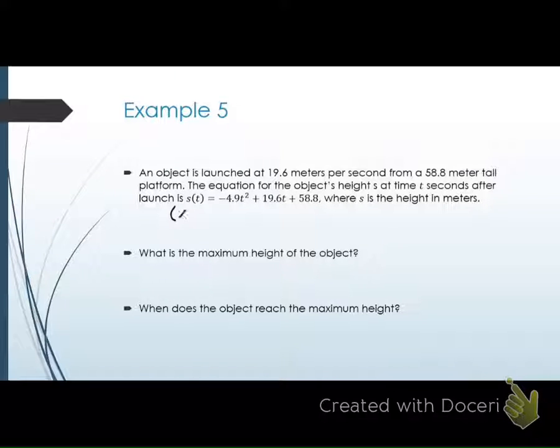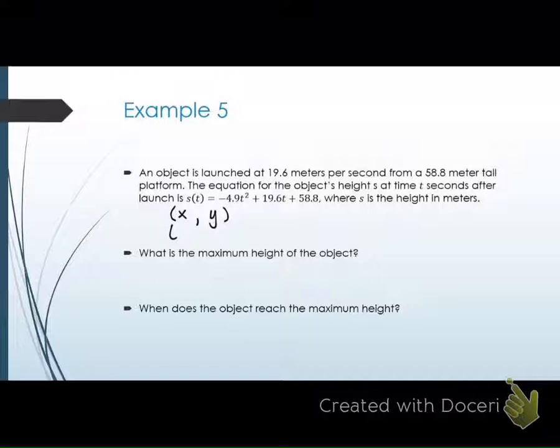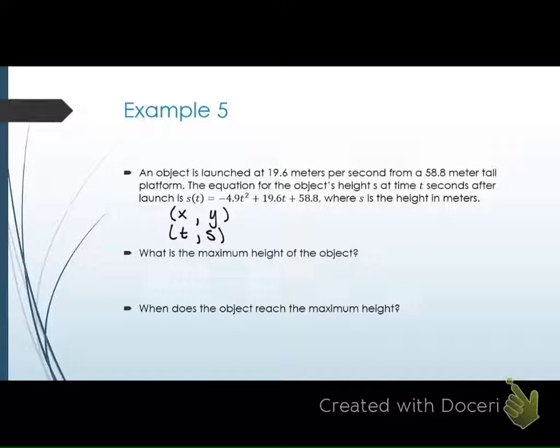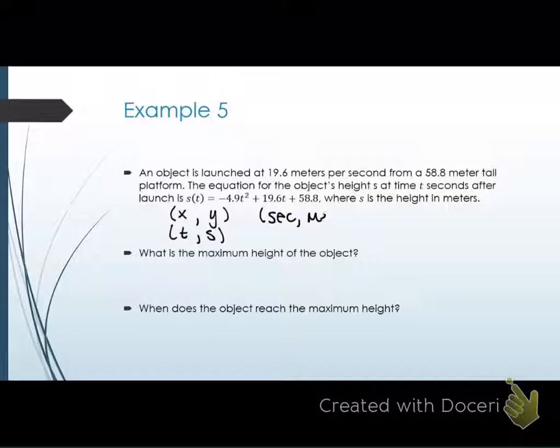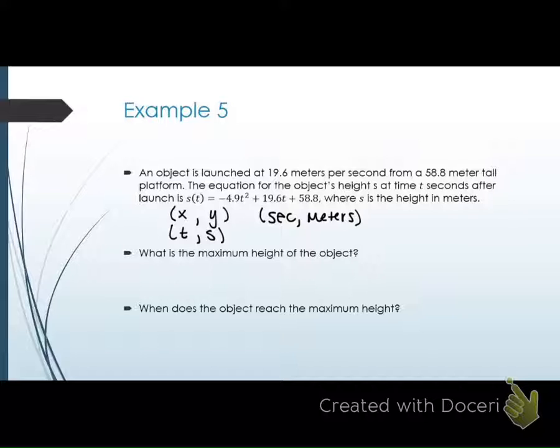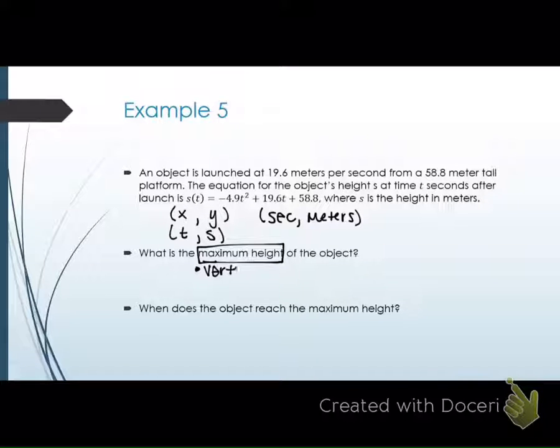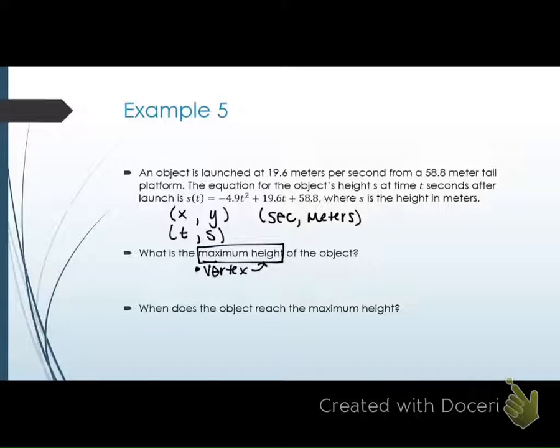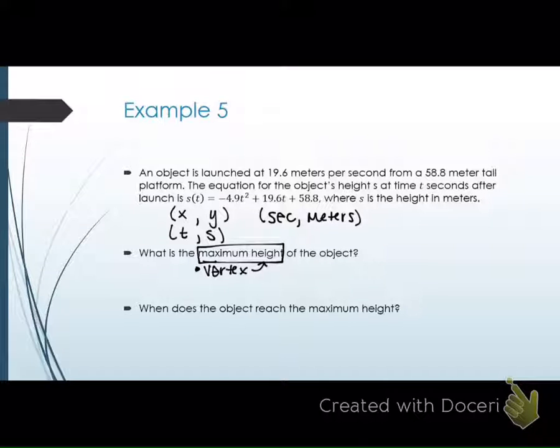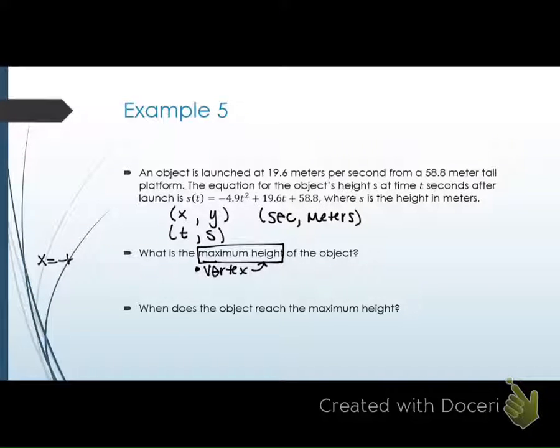If you're thinking about x comma y, or in this case, t comma s, t is your time in seconds, and s is your height in meters. It says that all in here, right? So when it says maximum height, what are you trying to find? The height in meters. Whenever you see maximum or minimum height, that means find the vertex. And we just learned in standard form to find the vertex you have to use negative b over 2a.